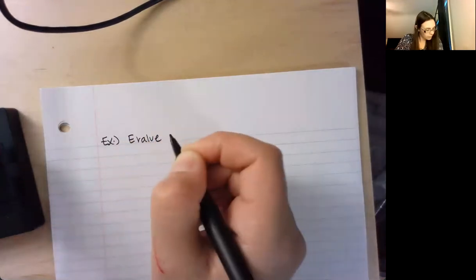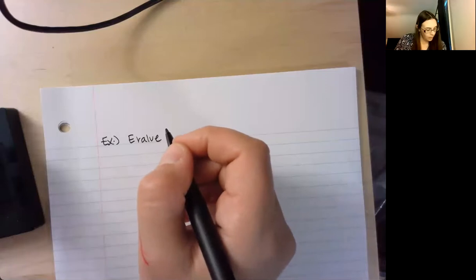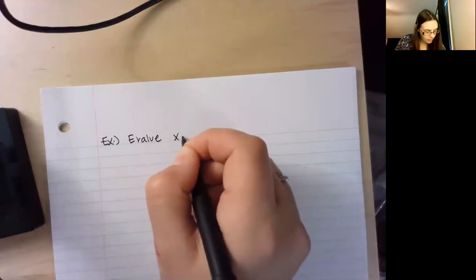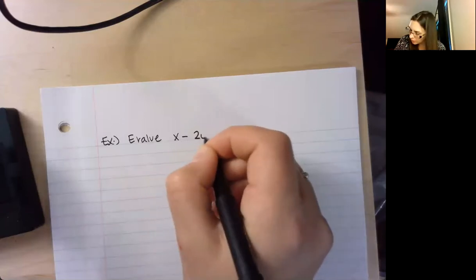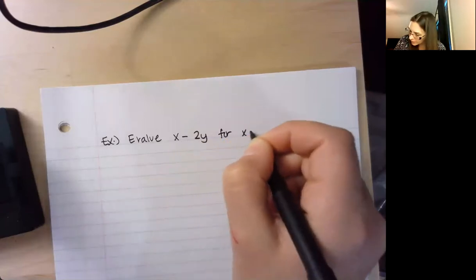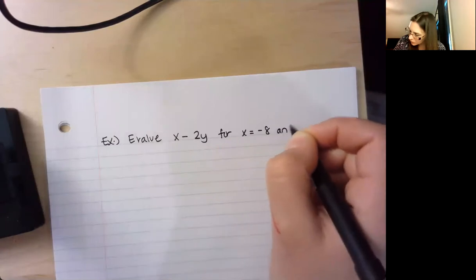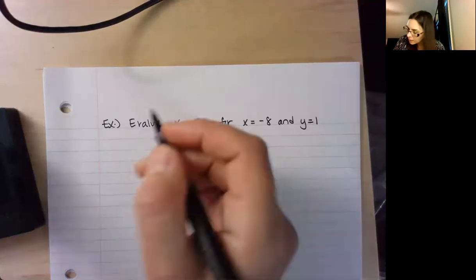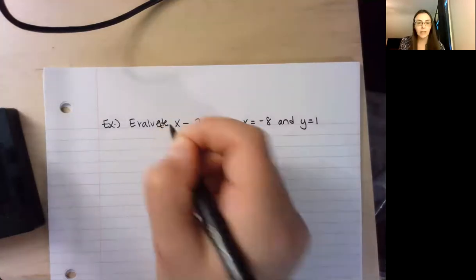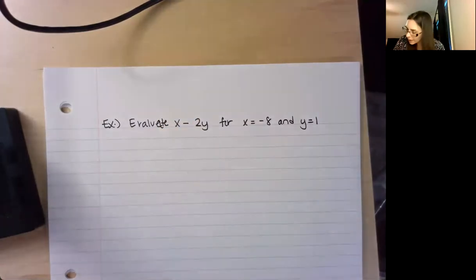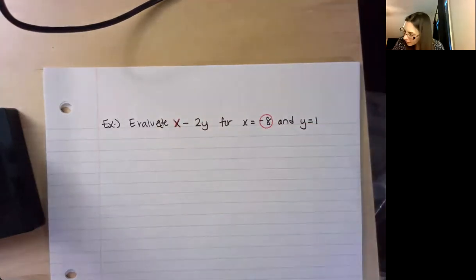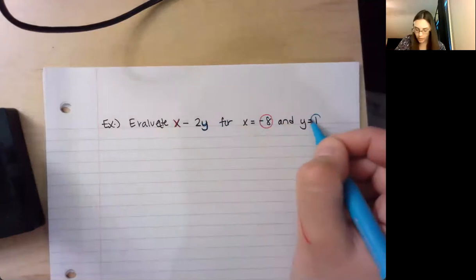Right, let's say we want to evaluate x minus 2y, where x equals -8, and y equals 1. Oops, since the letters are variables, I need to evaluate. So I'm going to let my x value here be -8. I'm going to let my y value here be +1.